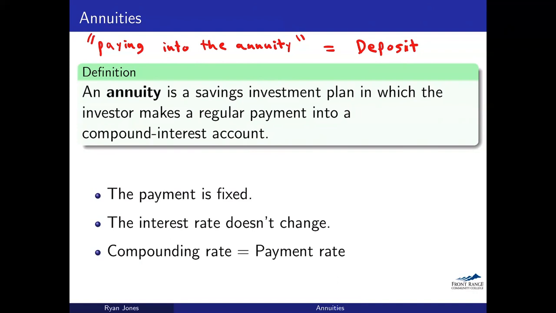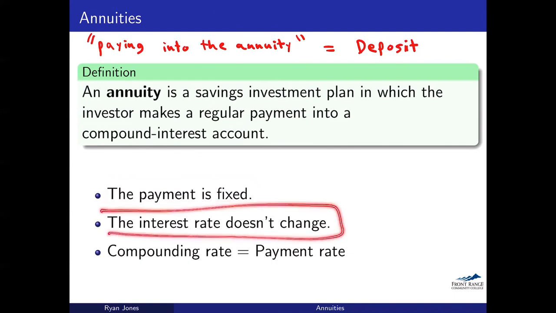And the second thing I want to mention is that this account is a compound interest account. So we are really just doing compound interest here with this annuity. A couple things to note: the payment in the problems that we're going to be dealing with will be fixed. Most annuities are like this. Most of the time, the payment into the annuity is a fixed amount every month or every year or every day or every week or whatever the time frame is. It doesn't have to be, but generally it is.